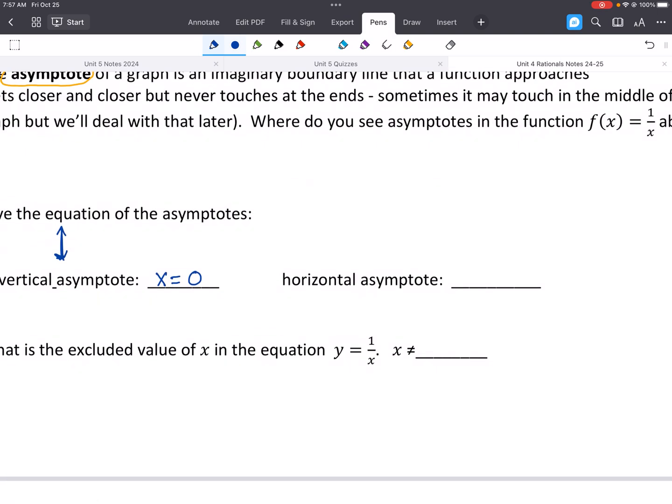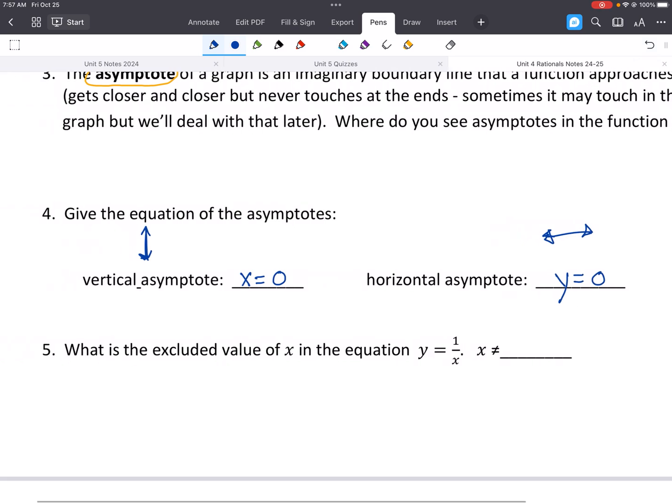Okay? And similarly with the horizontal asymptote, horizontal again is left to right. It's a horizontal line, so we would need to write it as y equals 0. You're more familiar with y equals mx plus b, but the slope is 0. So it's just its y-intercept, which is 0, for this example. All right, hopefully that's helpful.